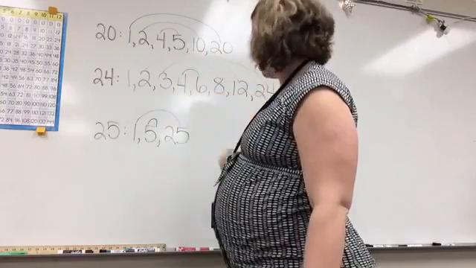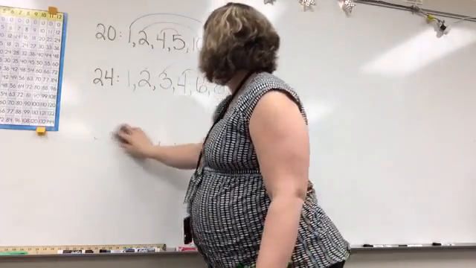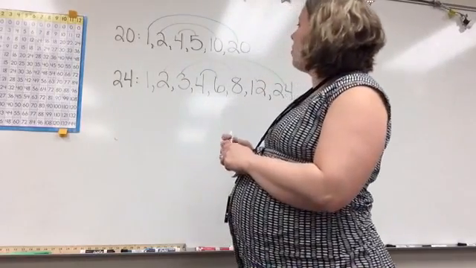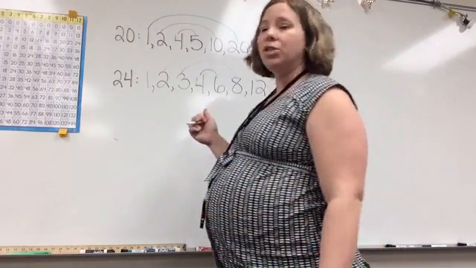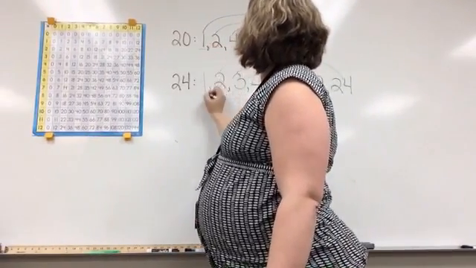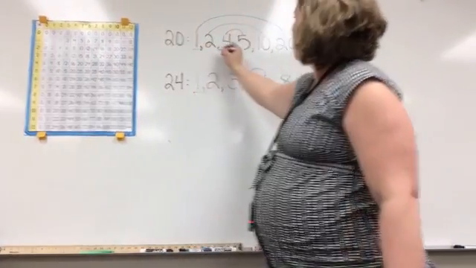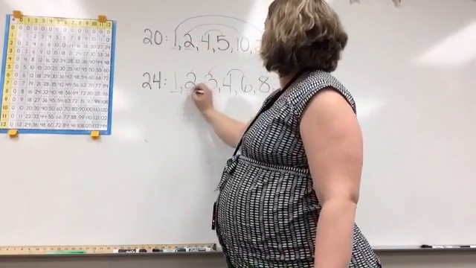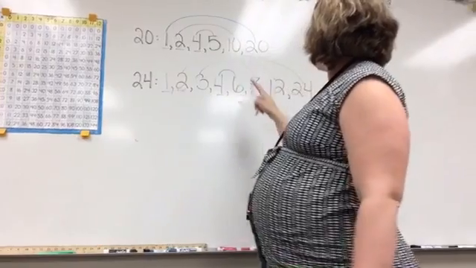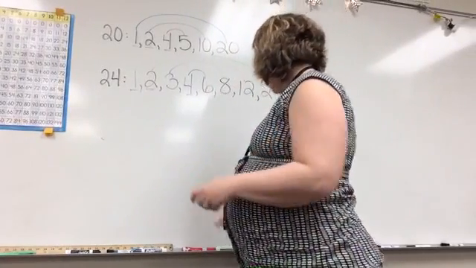Now going back to our 20 and 24, I'm going to erase this for a moment. To find the common factors, I'm going to see which numbers are in both lists. So 1 and 1, 2, 2, there's 4, 4, and none of the others are the same.